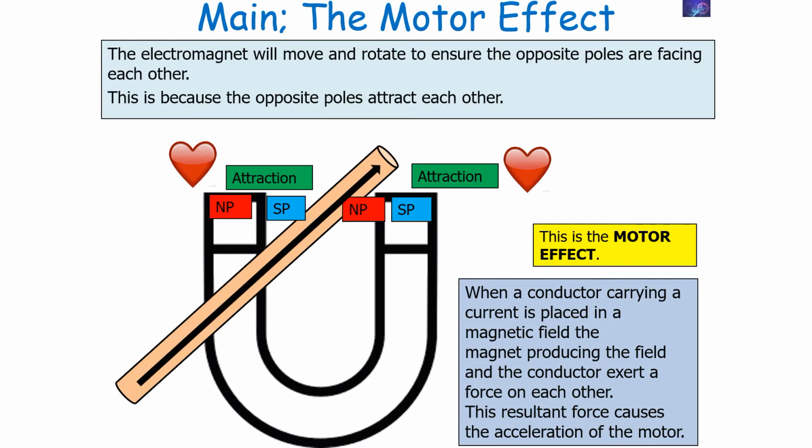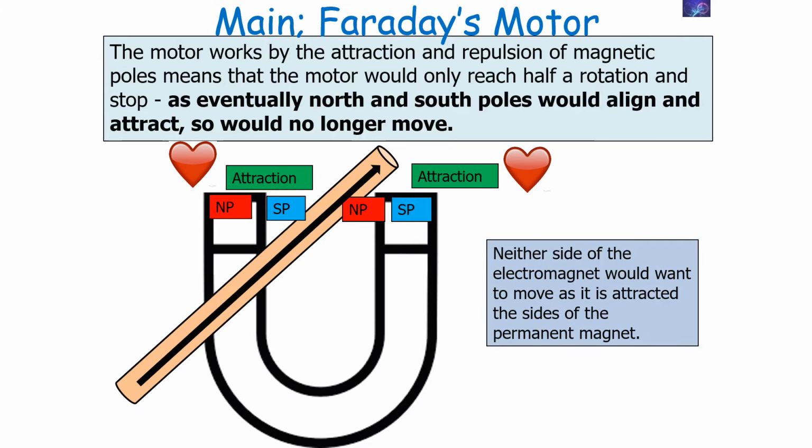When a current carrying wire is placed in a magnetic field, the magnet producing the field and the conductor exert a force on each other, and the resultant force causes an acceleration of our coil and allows it to rotate. The motor works by the attraction and repulsion of magnetic poles. This means the motor would only reach half a rotation and stop, because eventually the north and south poles of our permanent magnet and electromagnet would align and attract, so no longer move.